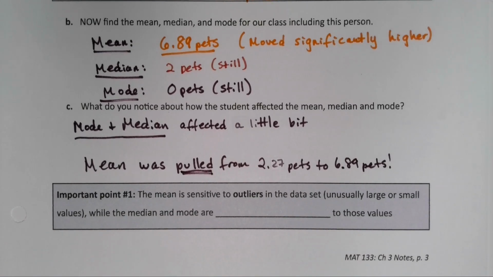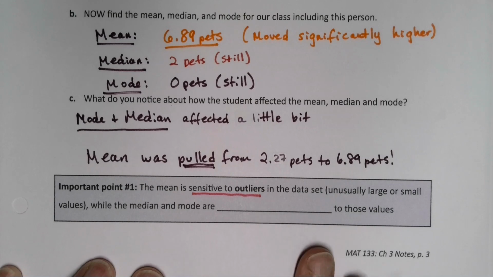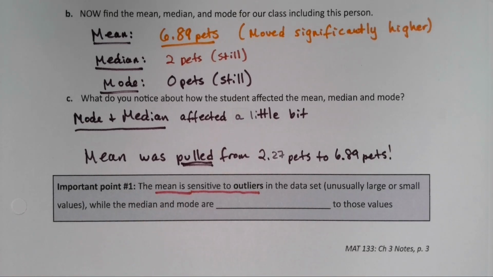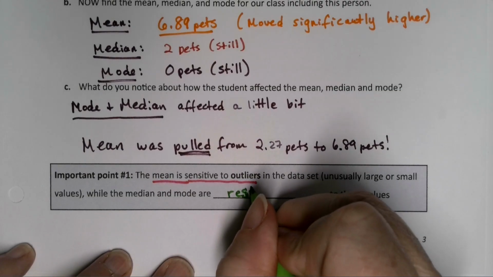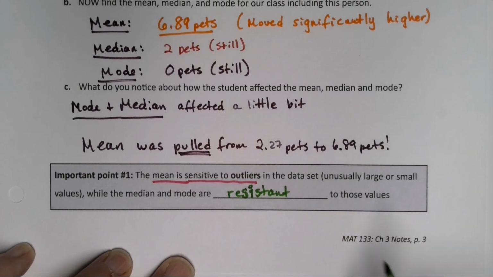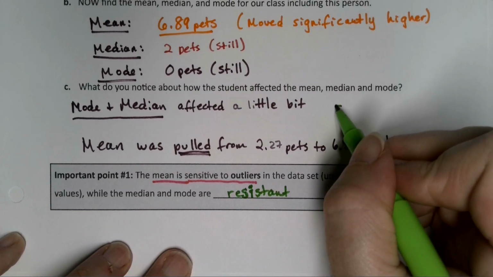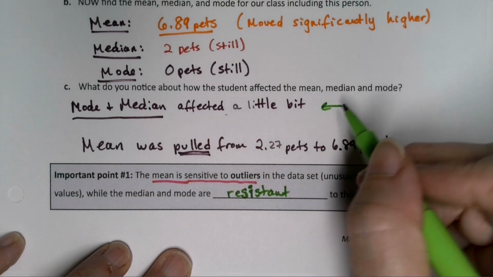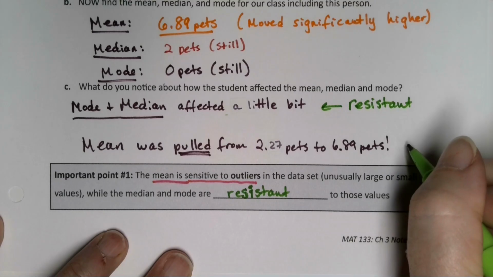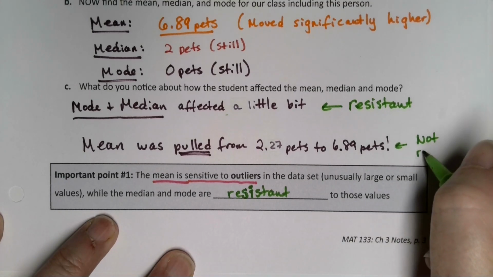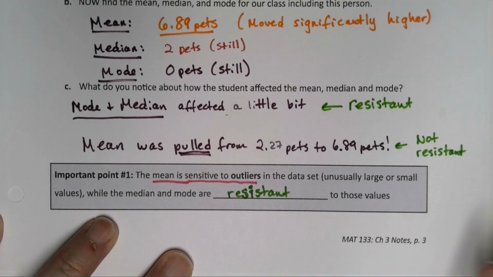This leads us to our first big concept about mean, median and mode, which is that the mean is sensitive to outliers. Outliers affect the mean greatly, but they don't affect the median and the mode. So the median and the mode are said to be resistant to those outliers. Because they were only affected a little bit or maybe not at all, they are resistant to the pull of an outlier, whereas the mean is not resistant. An outlier can have a great impact on the mean.